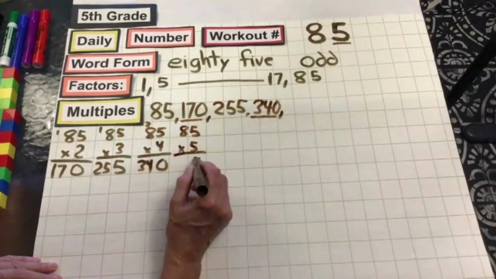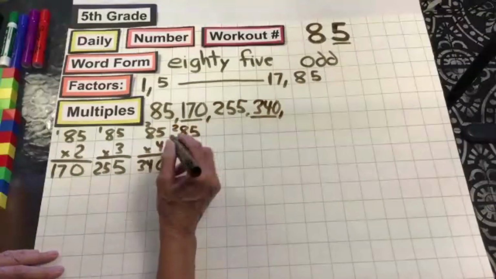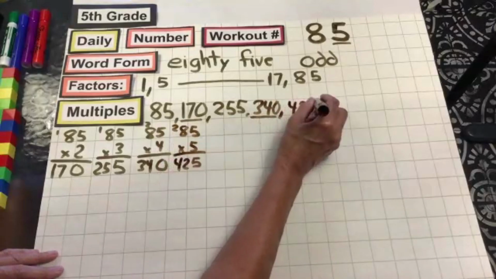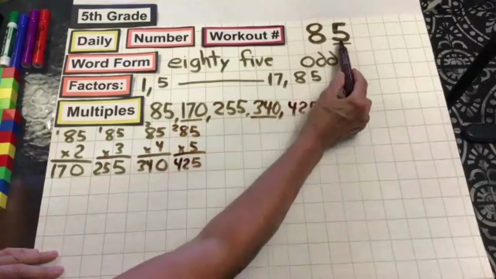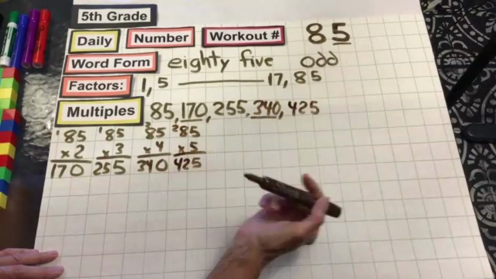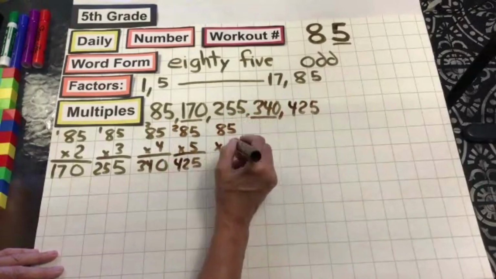5 times 5 is 25. Drop the 5, carry the 2. 5 times 8 is 40, plus 2 is 42. So we have 425. And since this ends in 5, every single one should end with a 0 or a 5. That's another way to double check your work. That is definitely a pattern.